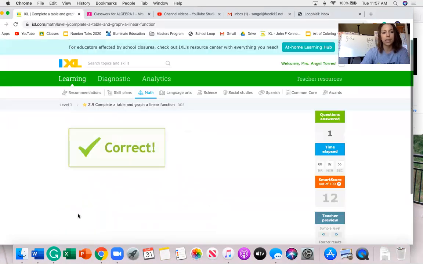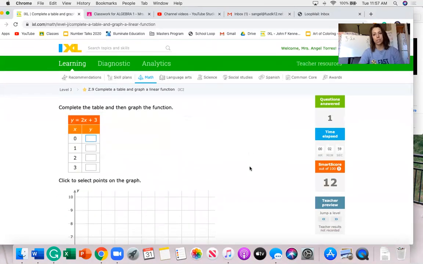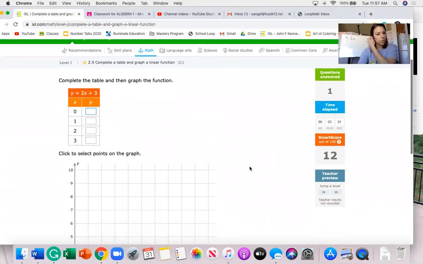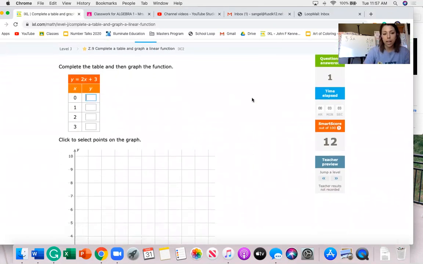After I click submit, it gives me a new one to do. So let's try this one here. This one's a little bit more complicated. So if you want to write it down on your paper, you have y equals 2x plus 3, and you're plugging in 4 points this time. So again, on your paper, you might want to write out the function, set up your table.